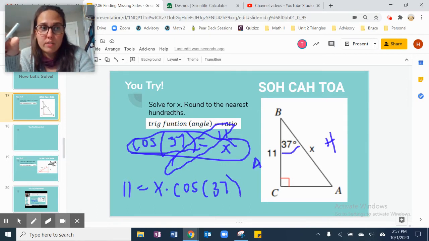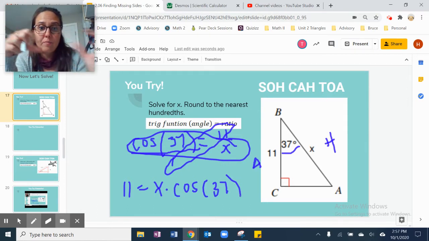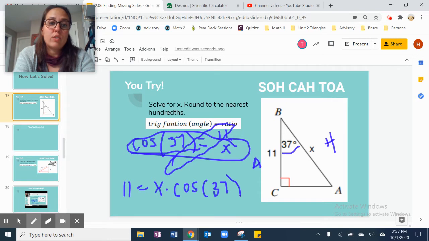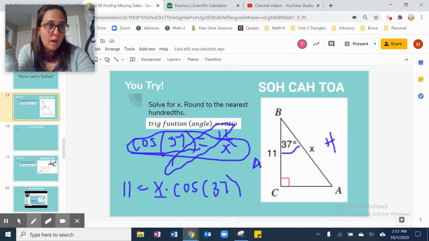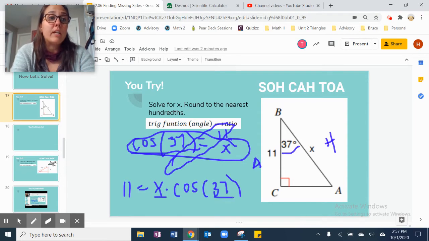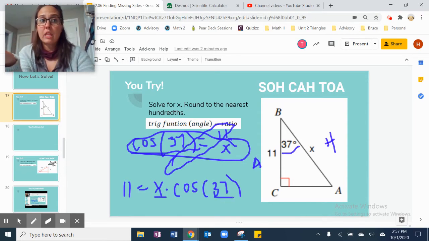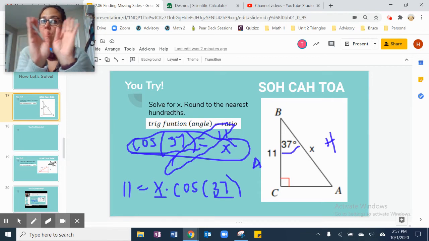Now, cosine 37 is its own unit. It stays together. Also, 37 is degrees and x is a side length. You would never multiply them together, so please make sure to put the x at the front. If x was a number, you still would not multiply it to the 37 because, again, it's going to be a side length times a degree, and those are not like terms, so we don't multiply them.